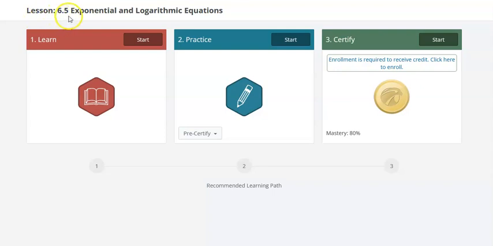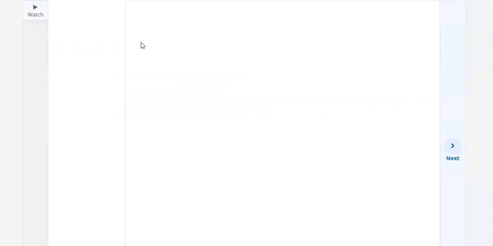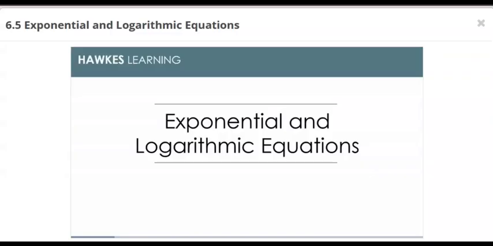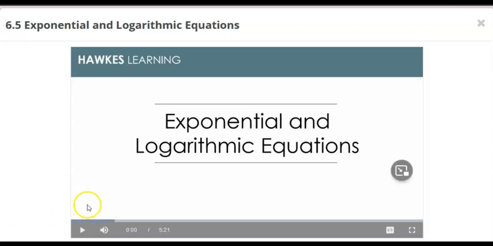In lesson 6.5, we're going to deal with exponential and logarithmic equations, sort of pulling together all that we've done so far. So let's get started. Pause to look at the objectives, keeping in mind that you could click on this watch as well, and the authors will provide an oral narrative of what's going on. And what we'll do is take a look at the first part of this video here.